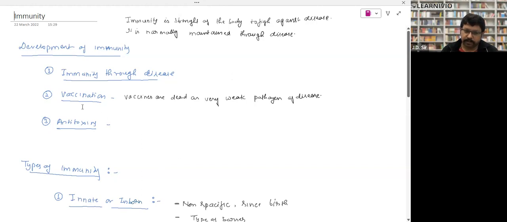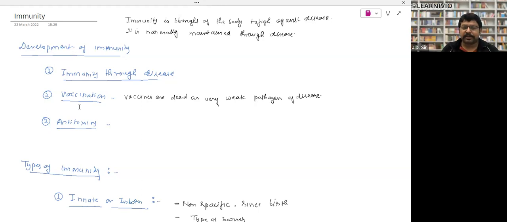Then what is vaccination? Second type: how does development of immunity take place? Vaccination. Take COVID: we cannot take the risk of COVID coming to us and immunity developing inside our body. So what do doctors do? They have made a vaccine. What is the vaccine? A vaccine is an attenuated or killed or very weak part of that pathogen. It means inside the vaccine there is a broken part of the coronavirus.